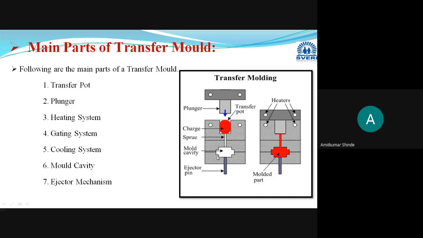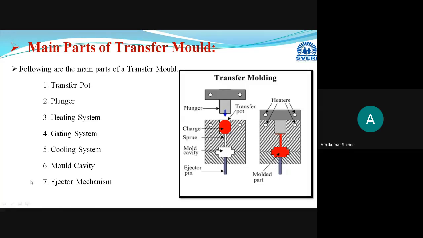And then next is the mold cavity. This is the next important part of the transfer mold. The function of the mold cavity is to give the desired shape and size of our final product or molded part. The mold cavity plays a very important role.